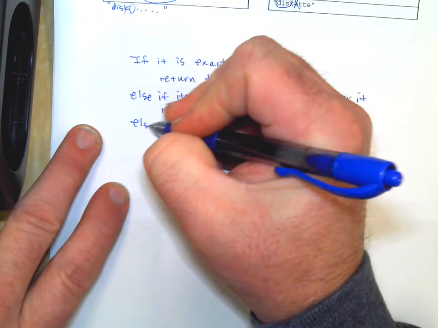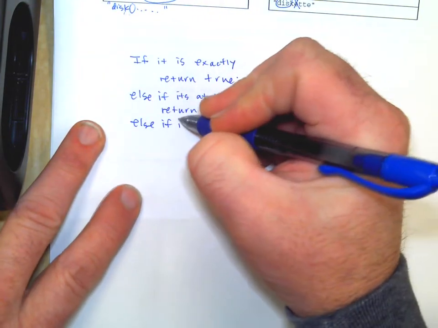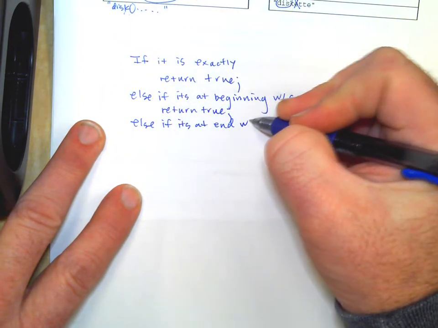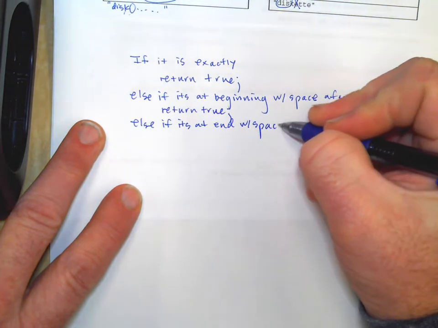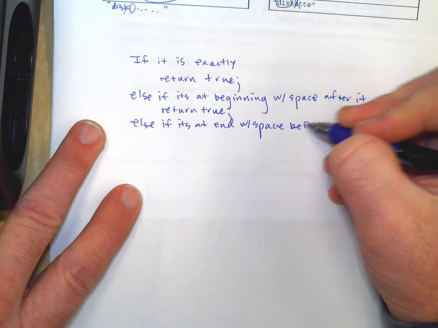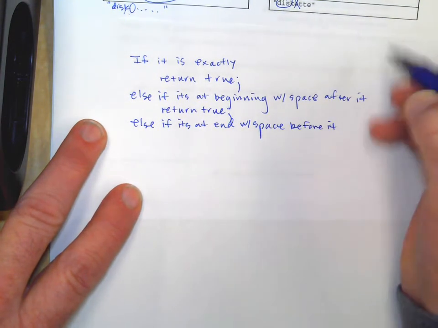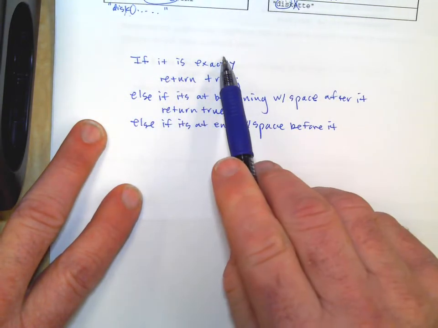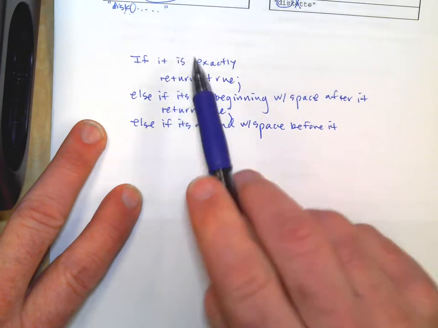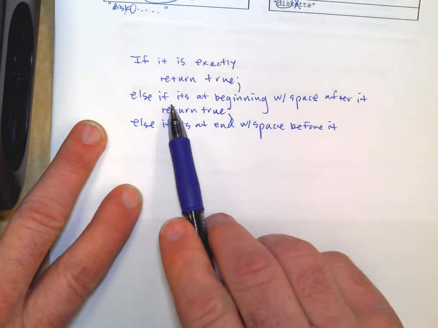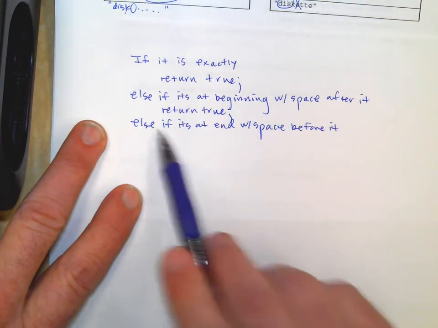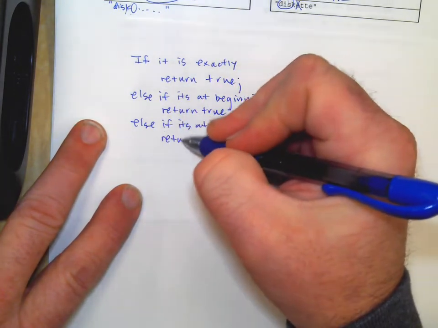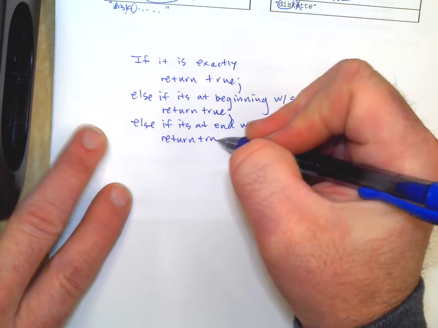Else, if what's another one? It's at the end, with a space before it. You might say, but this one is at the end and the beginning at the same time. No, we've already ruled that out. If it's at the beginning and the end at the same time, we already caught it. If it's at the beginning, it better have a space after it. If it's at the end, it better have a space before it. If that's the case, then we return true.